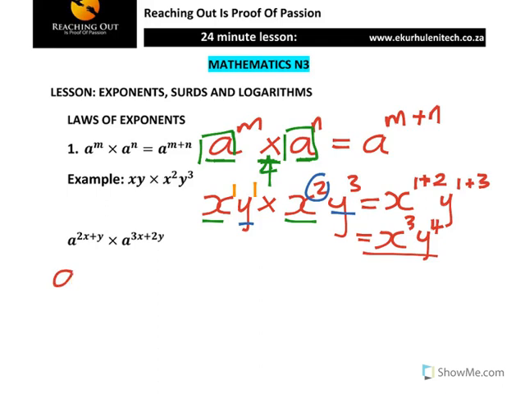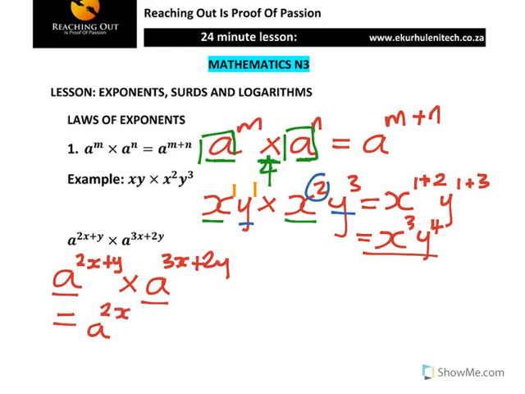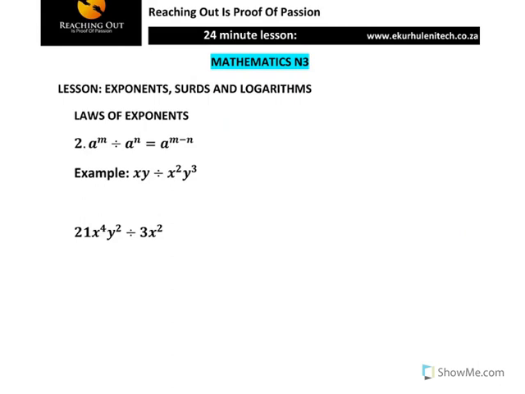What about the other one? If you are given a to the power of 2x plus y times a to the power of 3x plus 2y. When they give you this kind of an exponent, you are still using the first law. The bases are the same, so you're going to have a. Now you're going to have 2x, you collect like terms, plus 3x, plus y plus 2y. 2x plus 3x is 5x, plus y plus 2y is 3y. That is the final answer. So that is the first law.